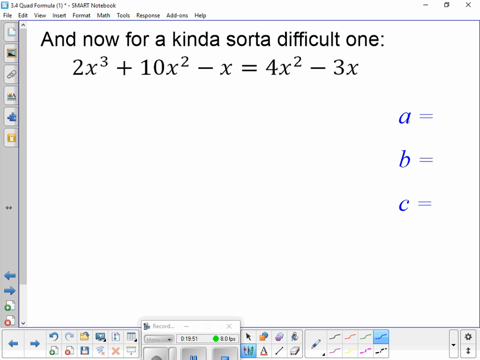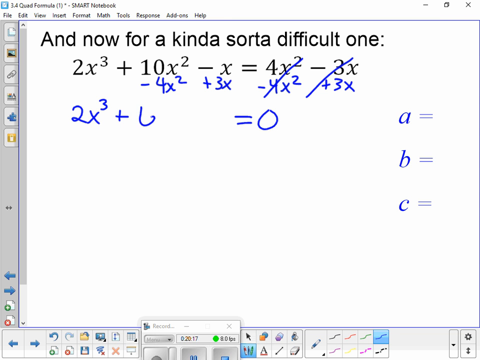And remember, when we're dealing with polynomial equations, the reason that factoring is powerful, and the reason that we can use factoring in our favor, is because of the zero product property. So we want our equation to be equal to 0. We'll subtract 4x squared, and we'll add the 3x to their like terms. We have an equation equal to 0 now. 2x to the third power plus, let's see, that combines to a 6x squared, and plus a 2x.